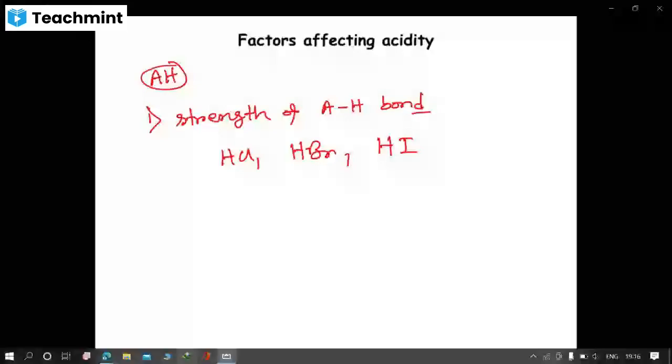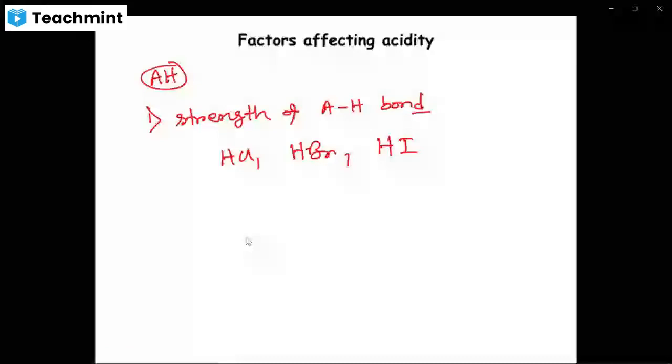Okay, so we got one answer that HCl is greater than HBr than HI in aqueous solution. Anyone? Anyone want to say? Okay, that's okay. So does everyone agree with that, or do you have a different opinion?